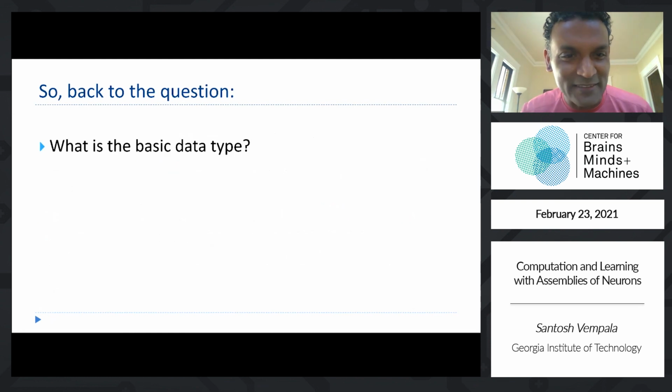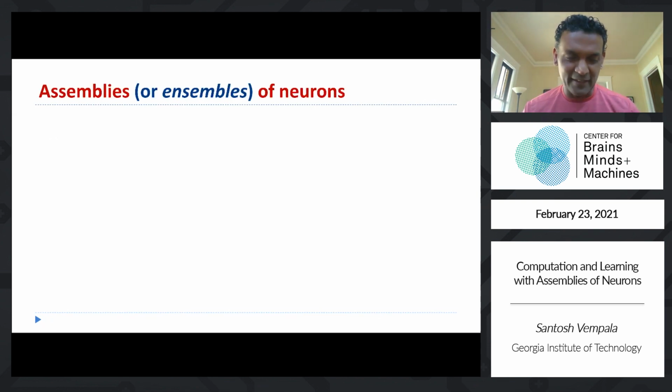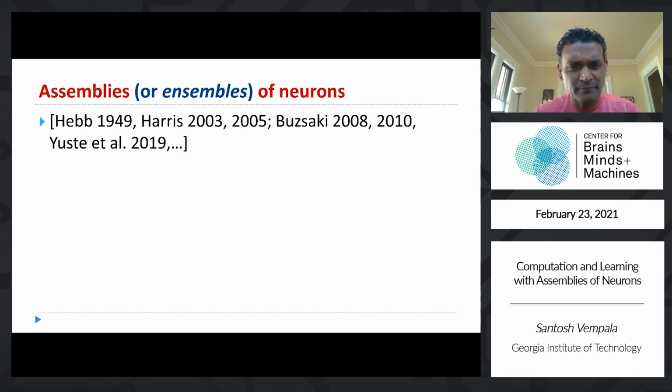Okay, so let's get back to the question. What is the basic data type? I haven't defined that yet. I've only told you the model so far. And we want it to be larger than single neurons, but smaller than brain. And indeed, the basic data type will be assemblies or ensembles of neurons.